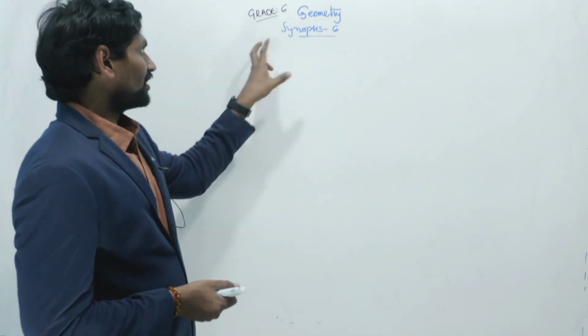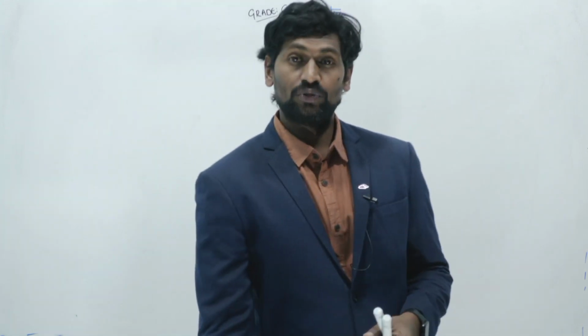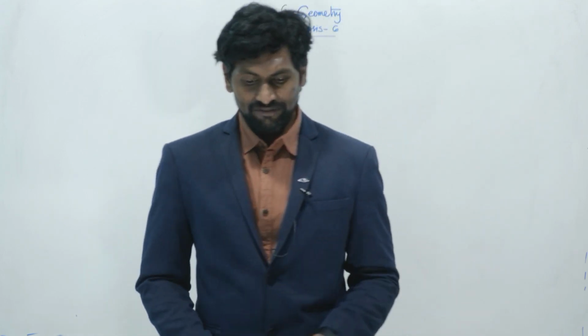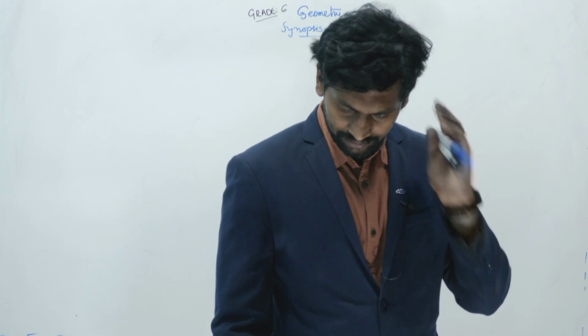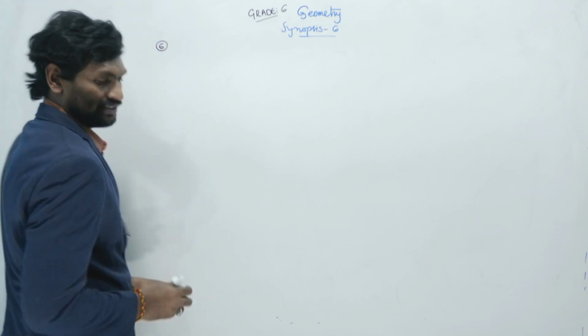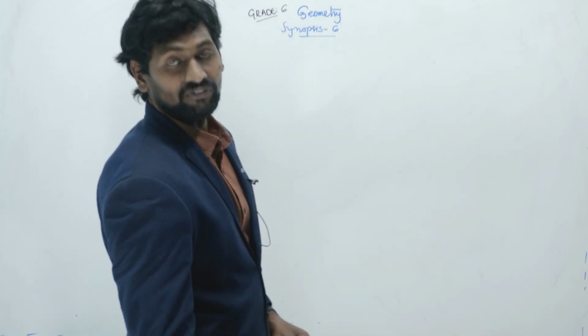Today in the class, Geometry Synop 6, we need to discuss the exercise problems. Okay, let us go to the exercise problems. So if the bisector of a vertical angle of a triangle is perpendicular to the base of the triangle, then the triangle is... Let us see here. The bisector of the vertical angle of a triangle.